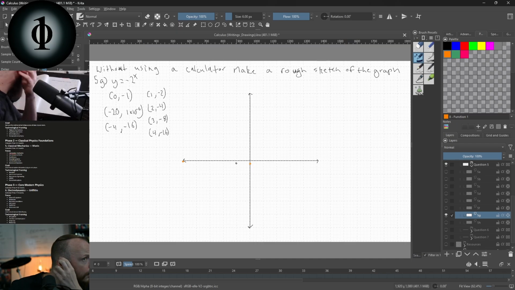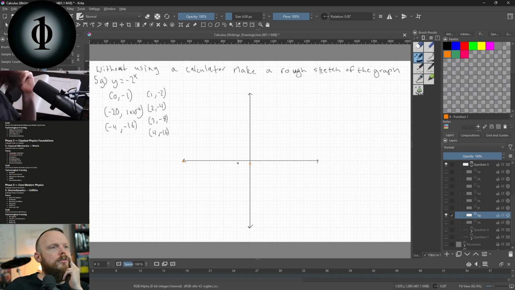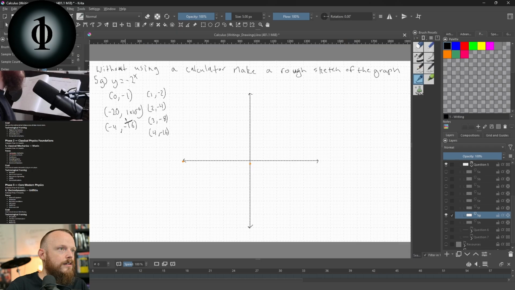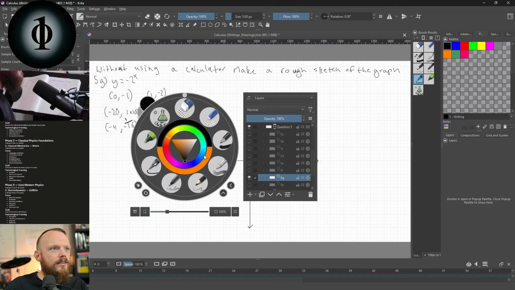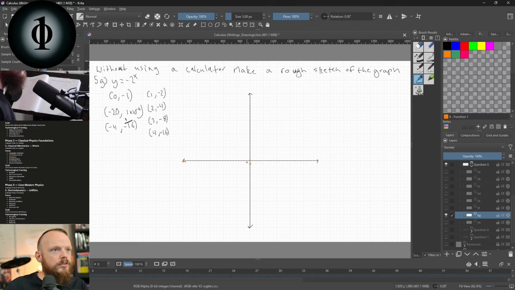Something ain't right there. How could negative 4 not be between? Oh, I'm an idiot. It's not negative 16. It's negative 1 over 16. So it's a 16th. That's how it looks. Yeah. So here we're basically so close to 0, we might as well.